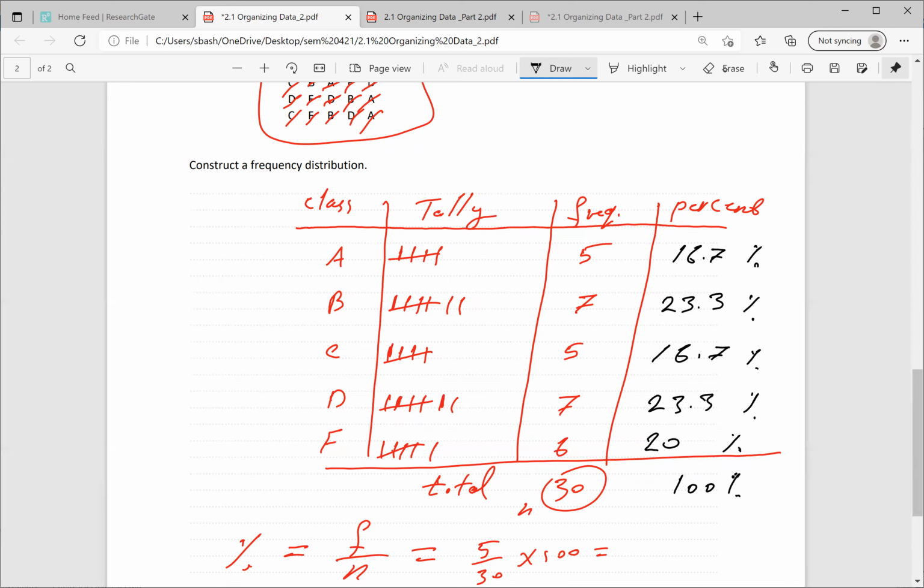This is the idea of organizing data or constructing a categorical frequency distribution. Just list all the categories in the first column, find the tallies or the frequency for each one, then find the percent. In this way, we constructed the categorical frequency distribution, because the grouped one will be a little bit different from this one. But the main construction will be the same. We have classes, we have frequencies, and we have percent.